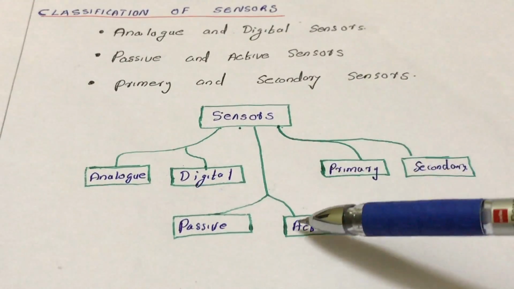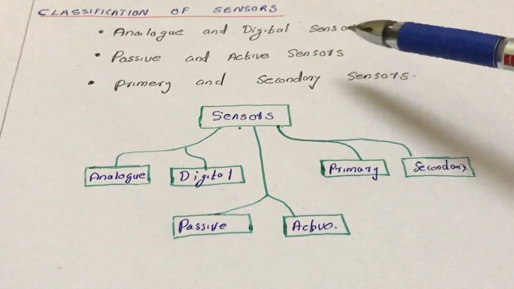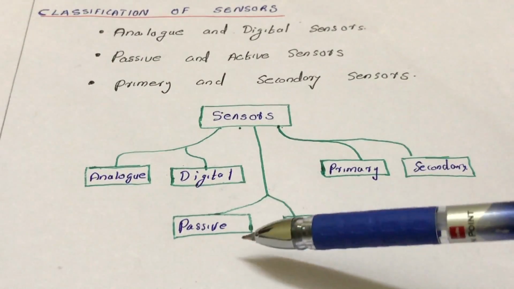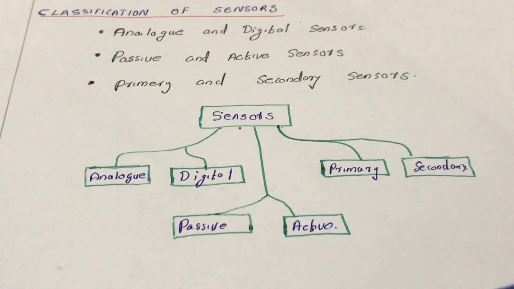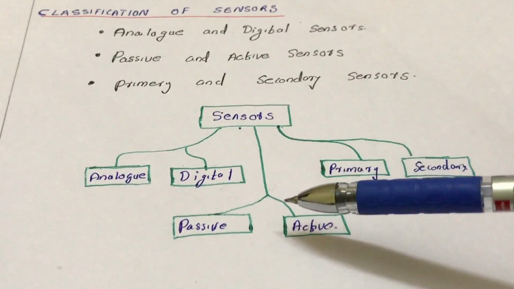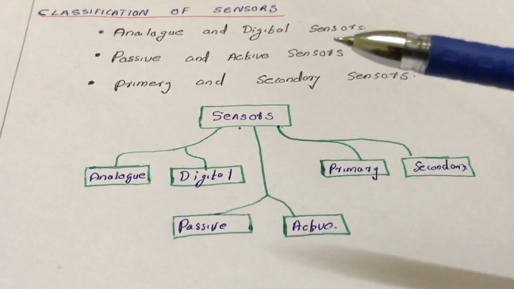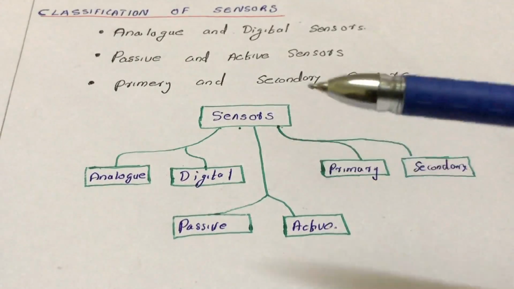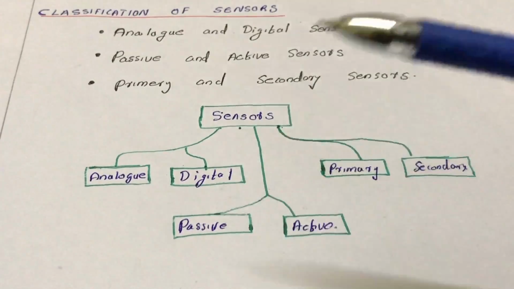Then let's move on to passive and active type sensors. The second classification is based on the power requirement of the sensors, which are classified into passive and active. Active sensors are self-generating transducers. They produce the output signal directly. But passive sensors require an external power source to sense the physical quantity. It needs external power. As the name says, it's passive.